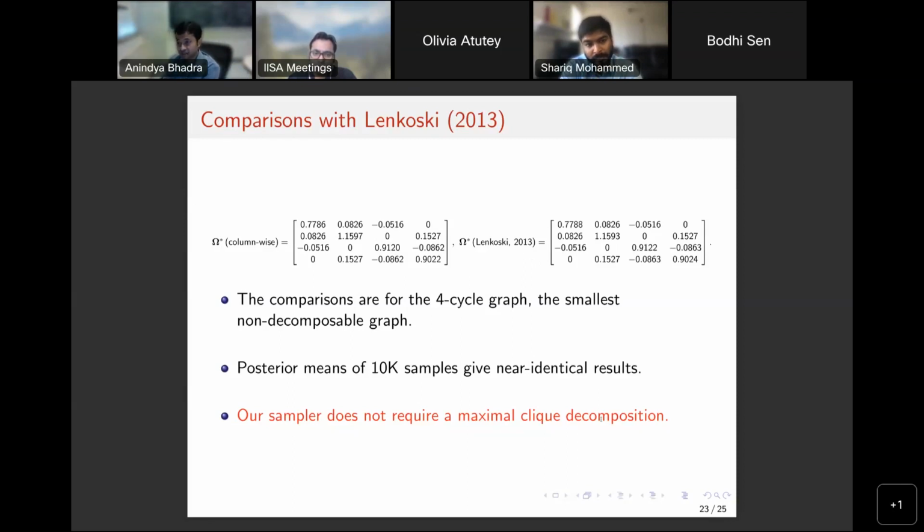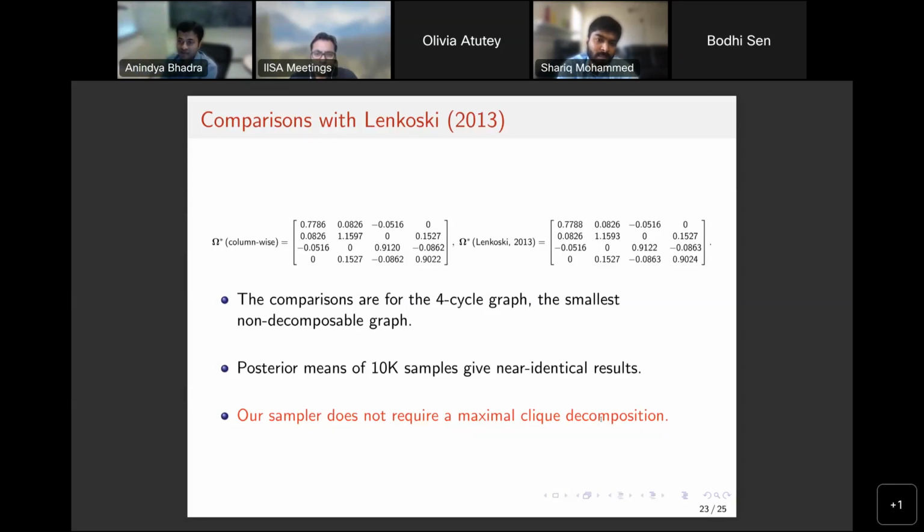Now, is that a good thing or a bad thing? It can be good or bad. So Lenkowsky's sampler will work well if everything is connected. Then Lenkowsky can sample everything in one go, and he's done. We won't be able to do that. We have to proceed row or column wise: last column, then the last minus 1th column, and so on. But Lenkowsky will suffer when there are lots of isolated nodes. Then clique finding is hard, and you have lots of very small cliques, so Lenkowsky will suffer.